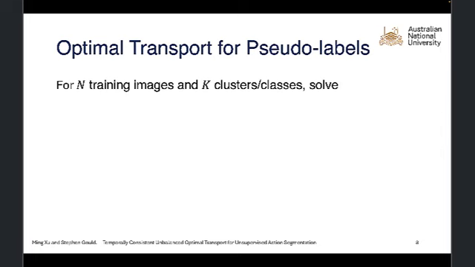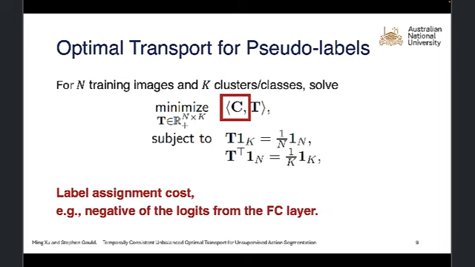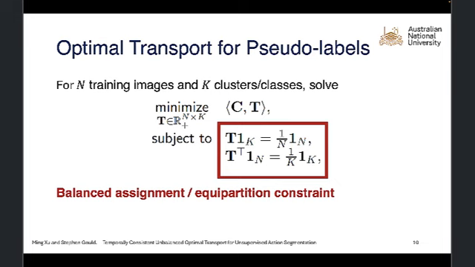So suppose we have n training images and k clusters or classes. We're going to solve this constrained optimization problem to determine our pseudo-labels. So T is our pseudo-label matrix. And really, the pseudo-labels are determined by minimizing the total label assignment cost over the dataset. And this cost matrix C can be easily determined, say, by taking the negative of the logits from the fully connected layer. And it's subject to constraints too.